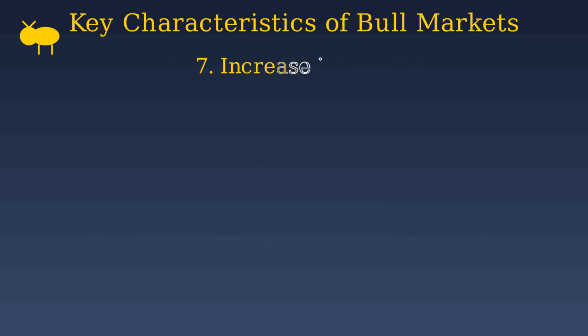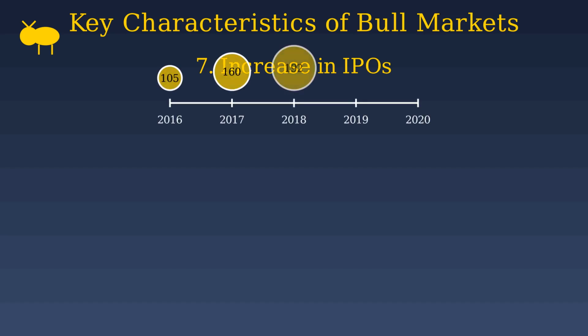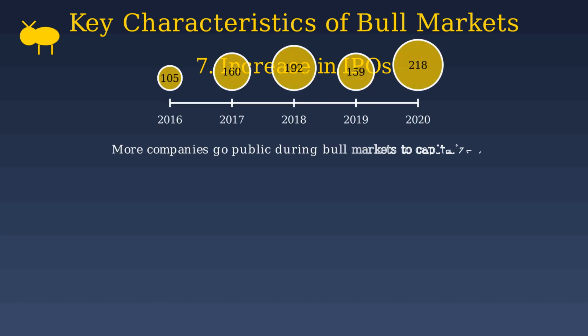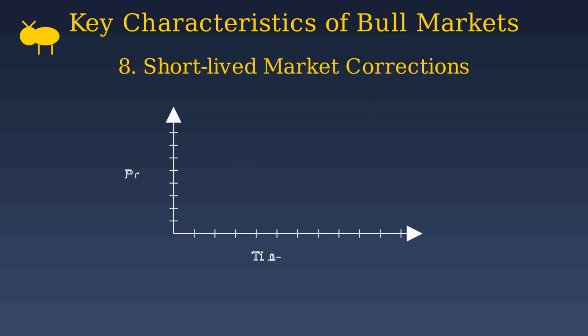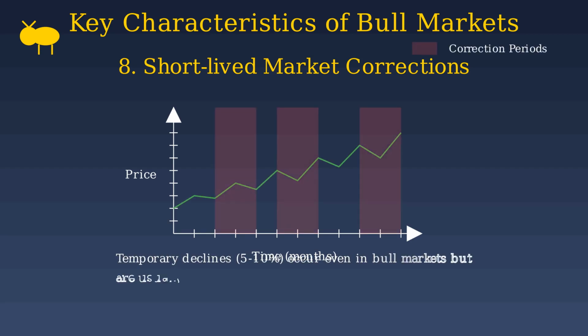Bull markets typically see an increase in initial public offerings, or IPOs. More companies go public to capitalize on favorable valuations and strong investor demand. Even during bull markets, temporary price declines or corrections occur. However, these corrections are typically short-lived, with the upward trend quickly resuming.